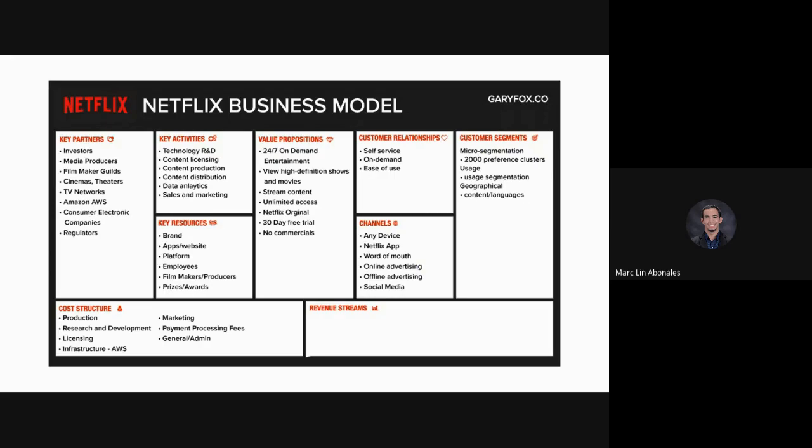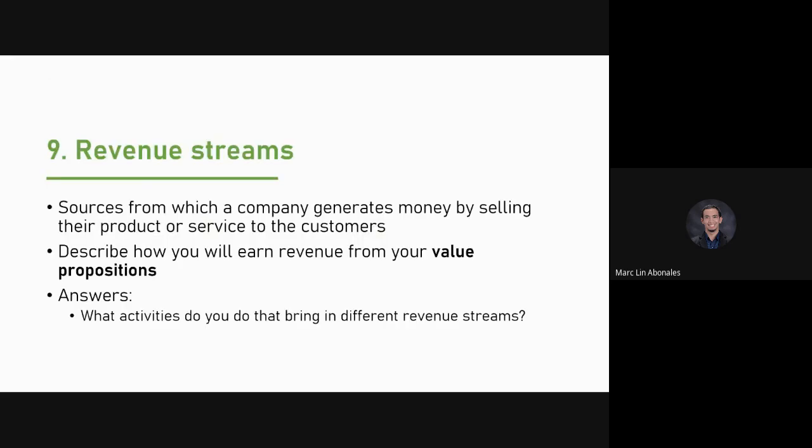Okay, so the last element is the revenue streams. This is the sources from which a company generates money by selling their product or service to the customers. So it describes how you will earn revenue from your value proposition. So when you build a business, it doesn't mean that it is impossible for you to earn money from your business.